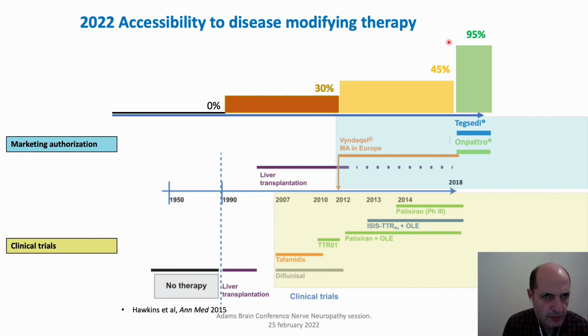This is another view of accessibility to disease-modifying therapy over the last 30 years. As you can see, before 1990 there was no therapy for these patients, and the first one was liver transplantation. Then over 10 years, different clinical trials allowed marketing authorization for tafamidis in 2012, and patisiran and inotersen, TTR silencers, in 2018.